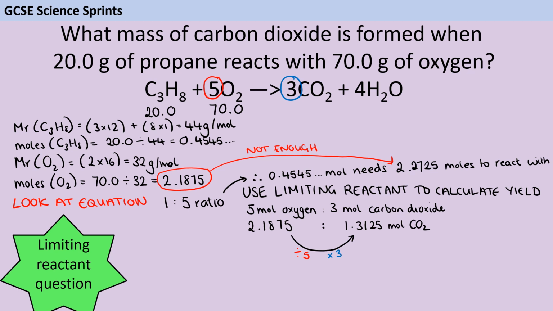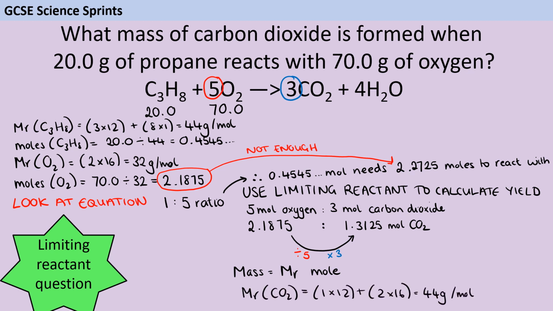Great. Except I don't need to know how many moles there are, I need to know what mass there is. So I go back to my old friend, mass is Mr times mole. And again, I'm going to need a relative formula mass, or Mr. So carbon dioxide, 1 lot of 12 for carbon, 2 lots of 16 for oxygen. Also, coincidentally, is 44 grams per mole again. And so if I multiply that by my number of moles, I get 57.75 grams.